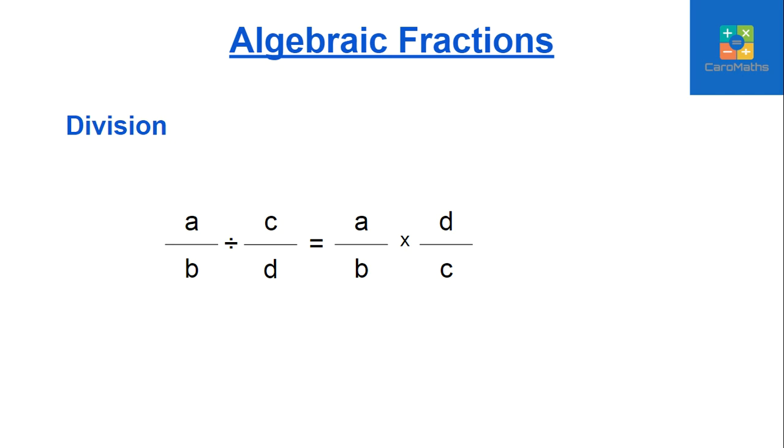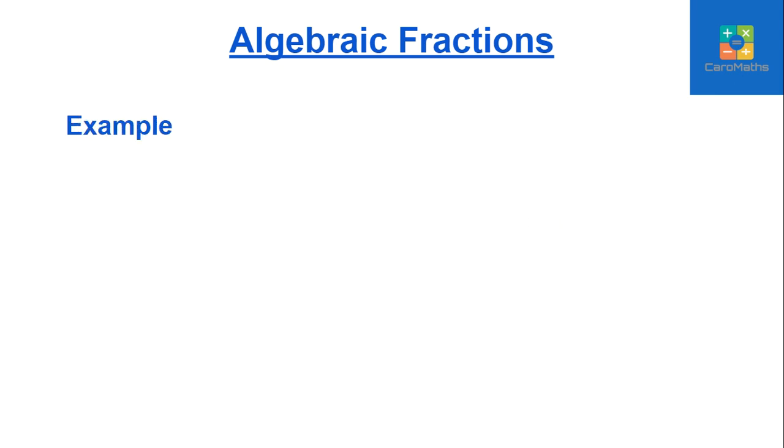And once you've got it in this form, you do exactly the same thing as we did for the multiplication. You just multiply the top parts together, multiply the bottom parts together. So we get a times d over b times c, and then we may just need to simplify this a little bit. And let's have a look at an example here.